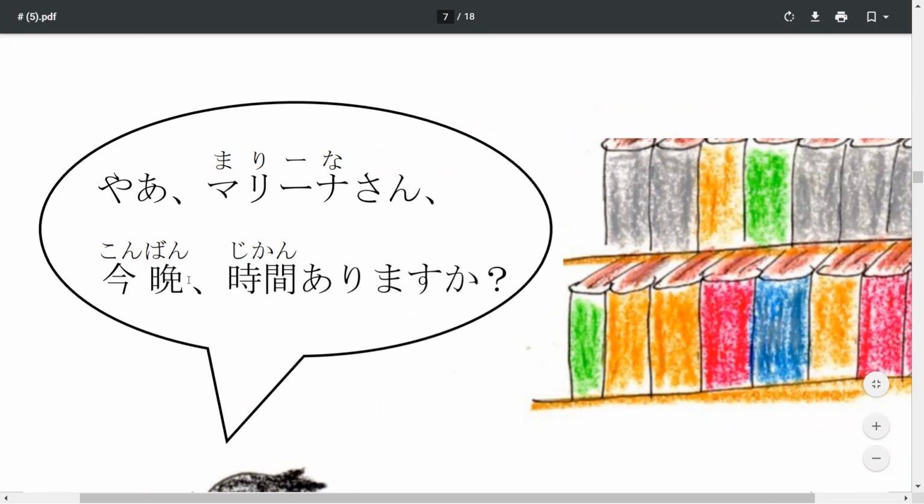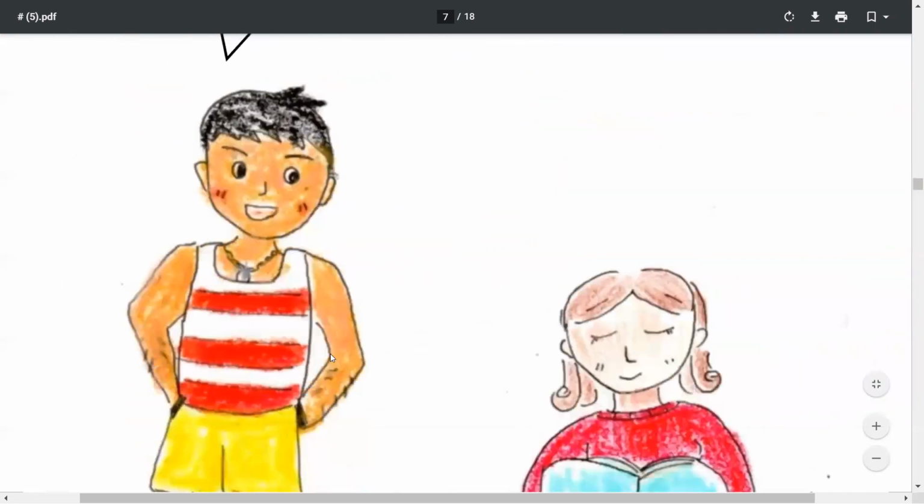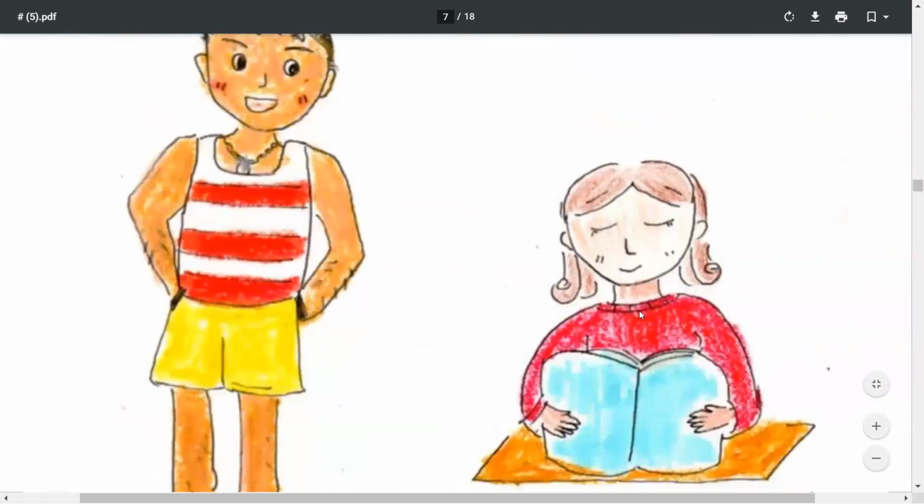Marina-san, okay. Bangohan, jikan, arimasu ka? Like she's saying here, our word bangohan means dinner. Then jikan means time. Then follow with arimasu, it means to have. Like saying, in dinner, do you have time? Somebody asked her. Then she is having no reaction.